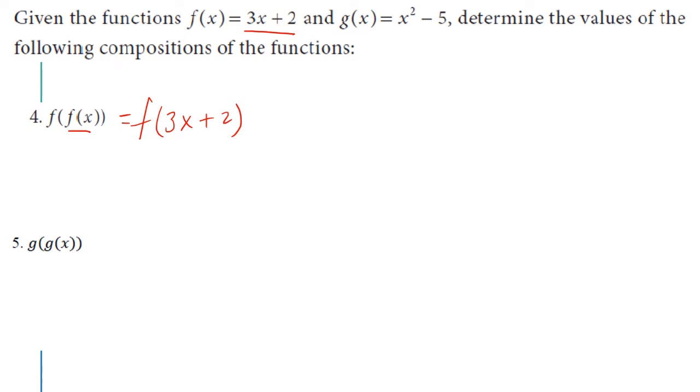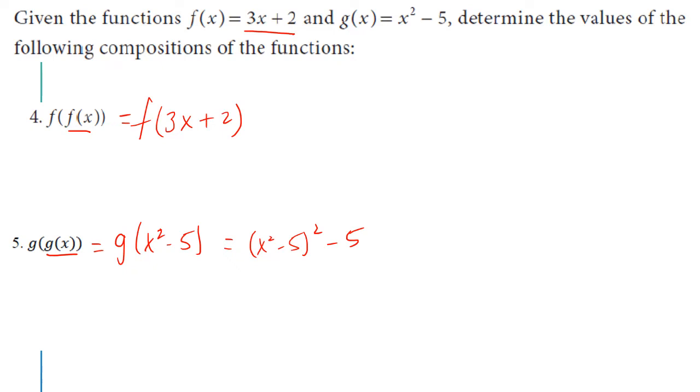Now I'm going to do g composed of g of x, starting with the innermost. The inner is x squared minus 5. So we have g of parentheses x squared minus 5. So what this is saying, everywhere there's an x in g of x, I'm going to put in x squared minus 5. So we have parentheses x squared minus 5, squared, minus 5.